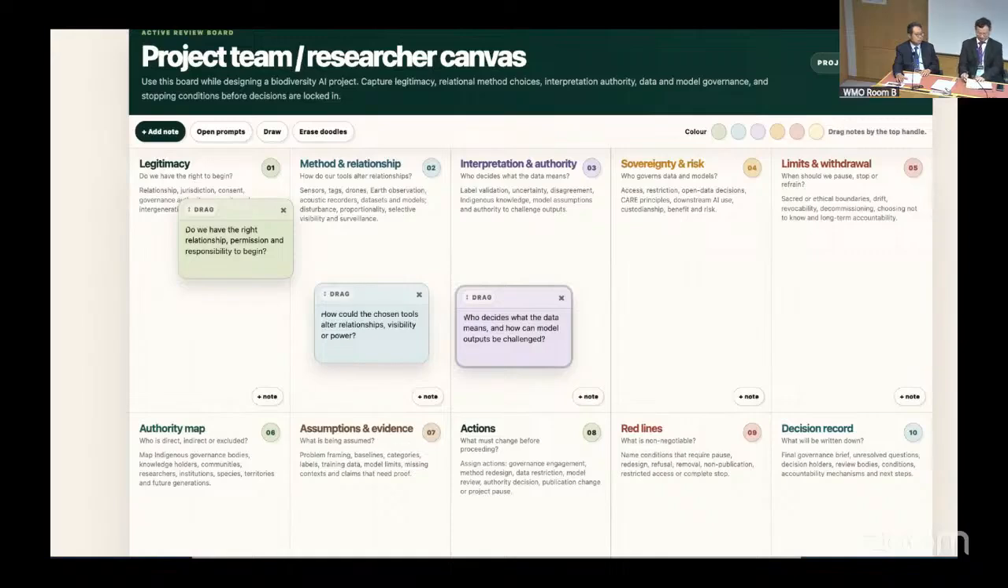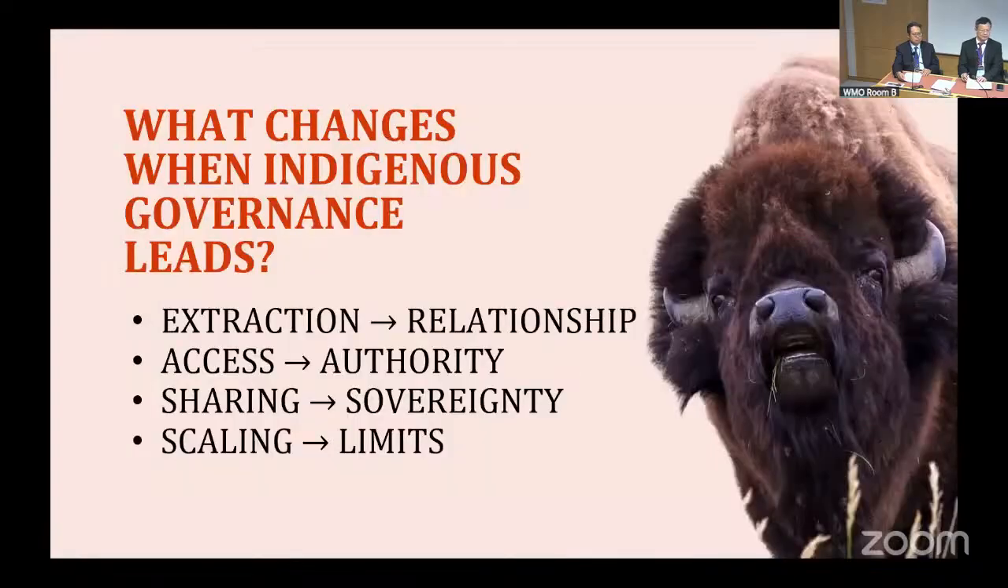And how does this advance our work at GEO? Well, we believe that the GEO Indigenous Alliance is an enabling mechanism, and it can support you as GEO partners and GEO scientists and such going forward. So this is important for us. We want to make sure that we bring this forward, and that we also have some information for you to take away. Next slide. So we want to move from extraction to relationship, access to authority, sharing through sovereignty, and scaling through limits. Next slide.